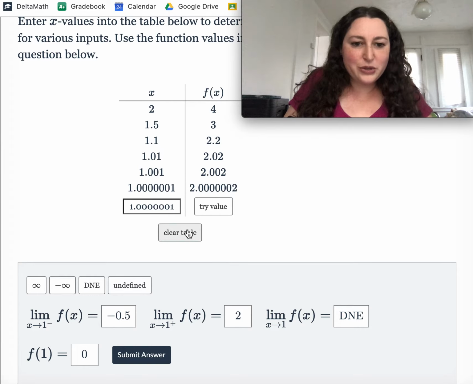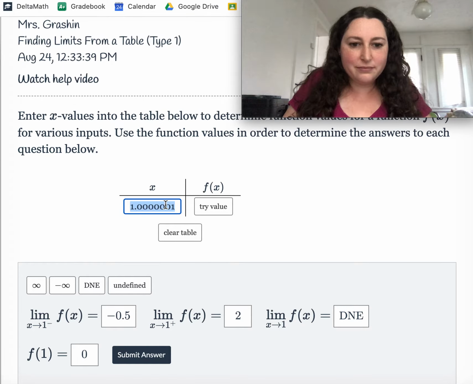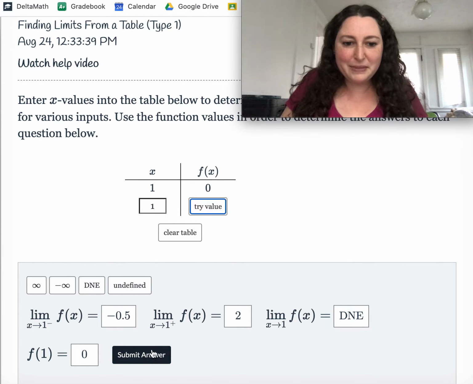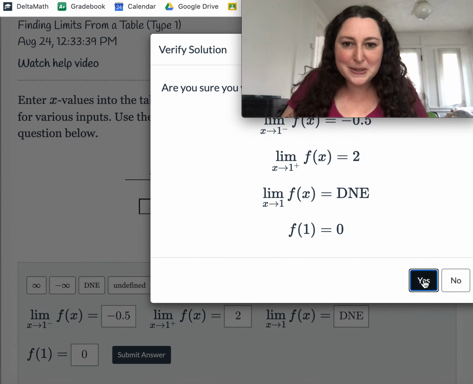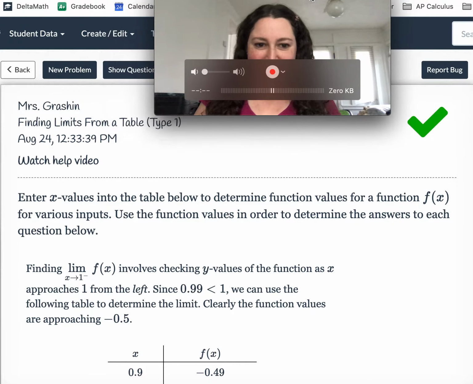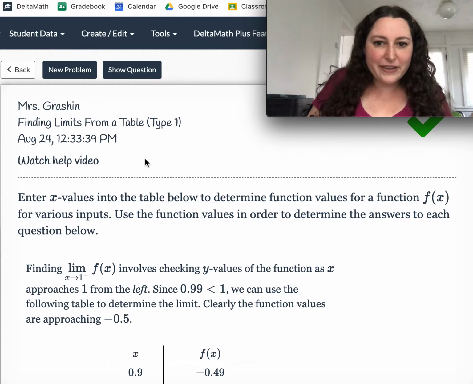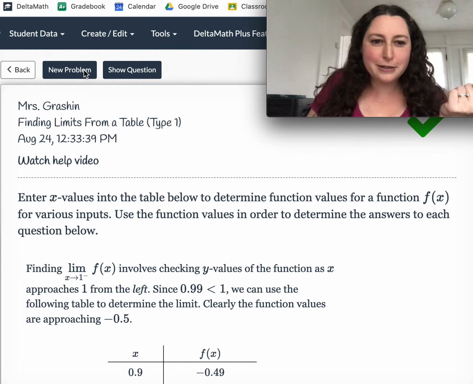F of 1, I told you I just got from literally just plugging 1 into the table. Okay, let's make sure I'm right. Submit answer. Check. Okay, now let me find one that has negative numbers, because I know those get a little tricky.